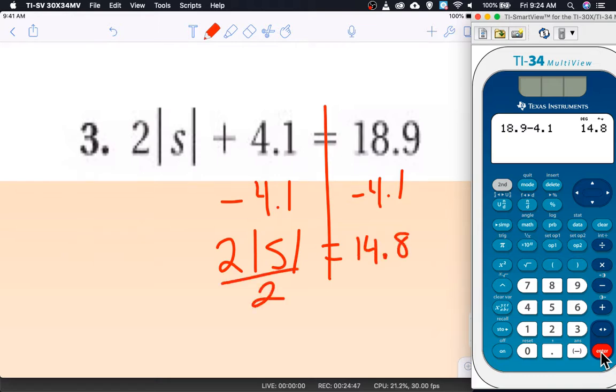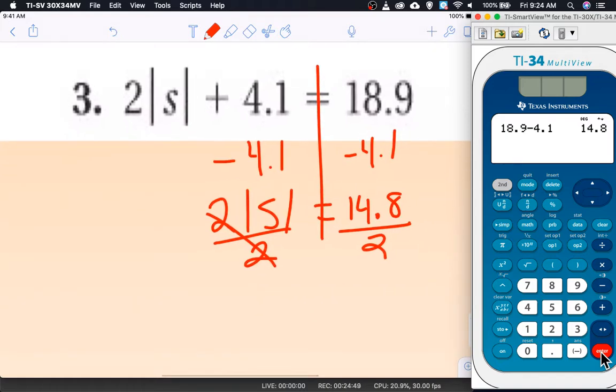And I'm going to divide by 2 on both sides to get rid of him on the outside. We get the absolute value of s is 7.4, for you people who like the calculator. There you go.